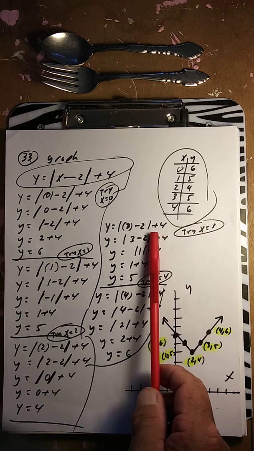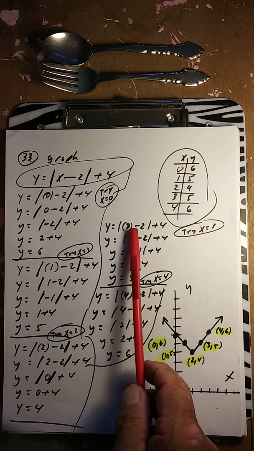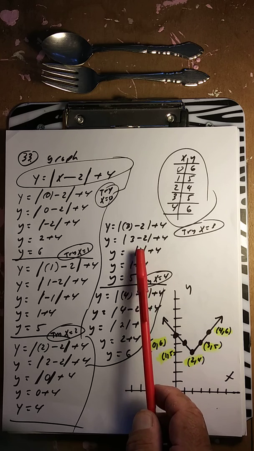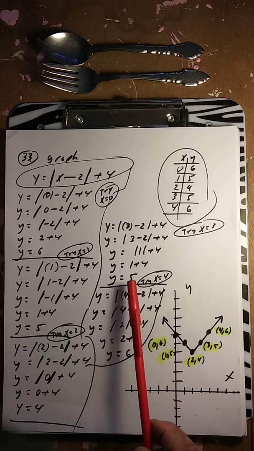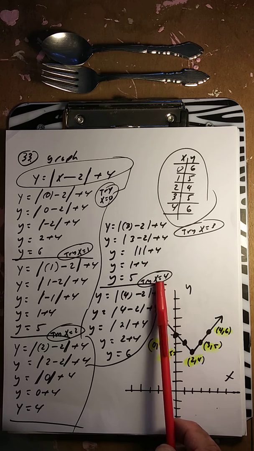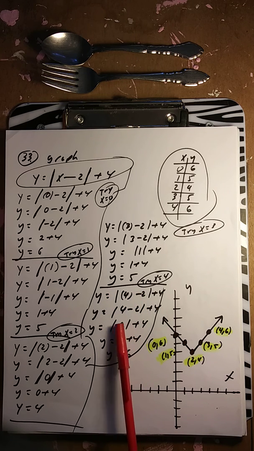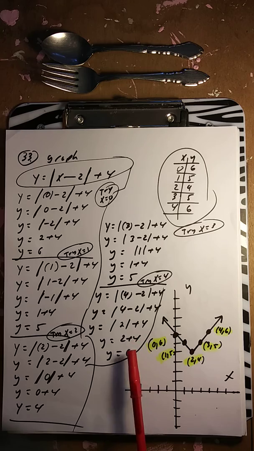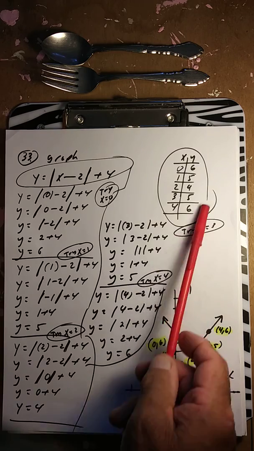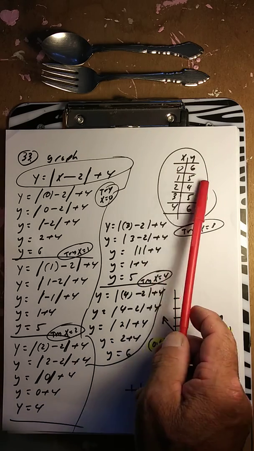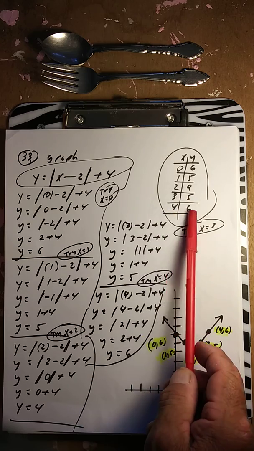Let's try x equals 3 in here. So absolute value of 3 minus 2. 3 minus 2 is 1. Absolute value of 1 is 1. 1 plus 4 is 5. Try x equals 4. Absolute value of 4 minus 2. 4 minus 2 is 2. Absolute value of 2 is 2. 2 plus 4 is 6. So we have our ordered pairs right here. 0, 6, 1, 5, 2, 4, 3, 5, 4, and 6.